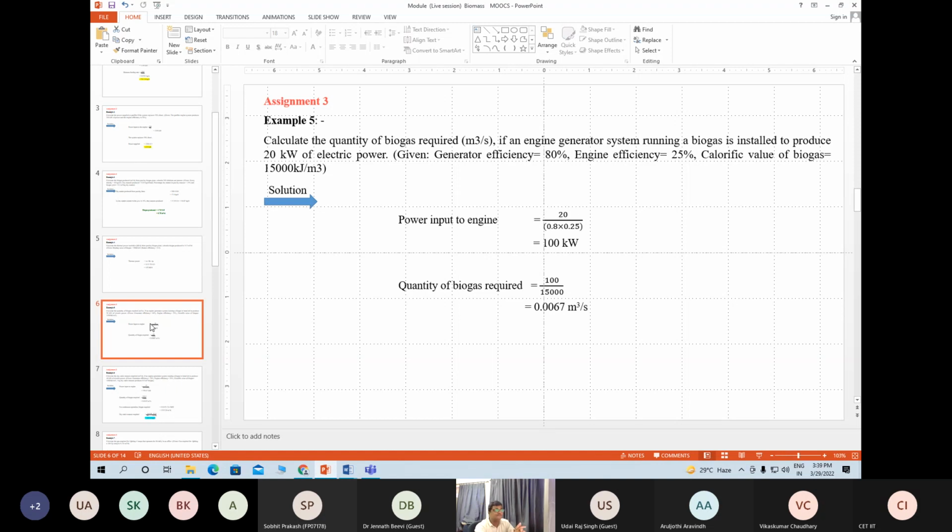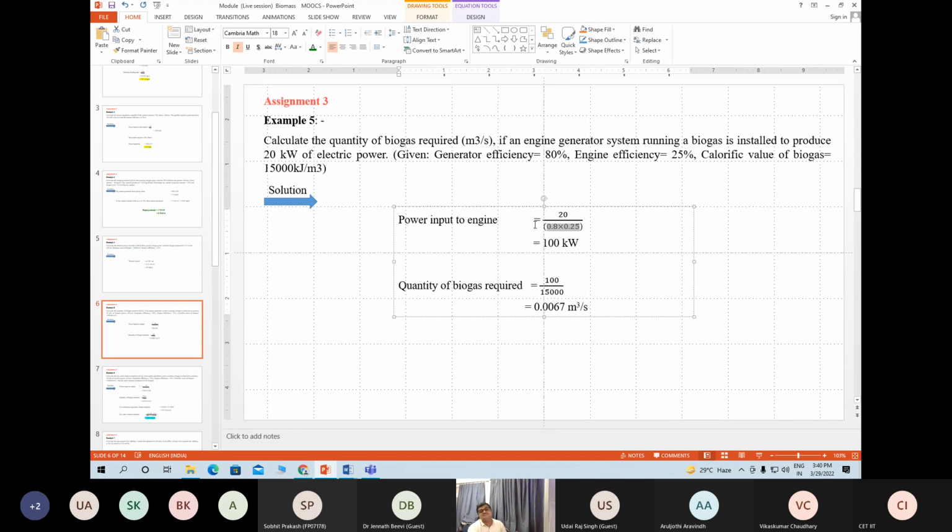So now here it is mentioned that 20 kilowatt of power is getting produced, and we know the efficiency of the system. We have to divide by the efficiency of the system, which gives your total input to the engine. That is the power given as input to the engine. It means that when you give 100 kilowatt of power as input to the engine, it produces 20 kilowatt of power. So the conversion efficiency is like this.